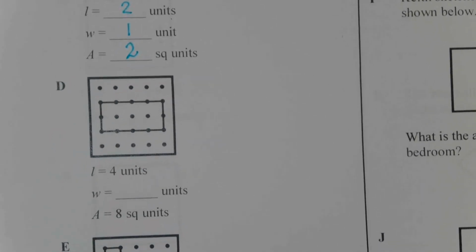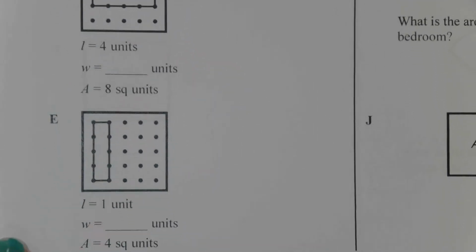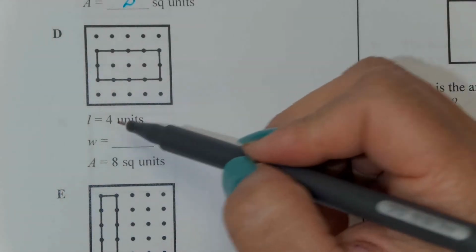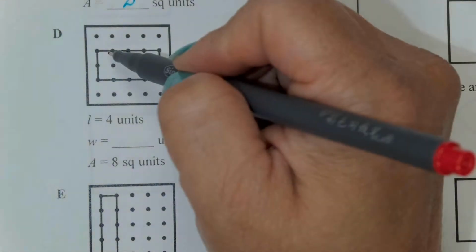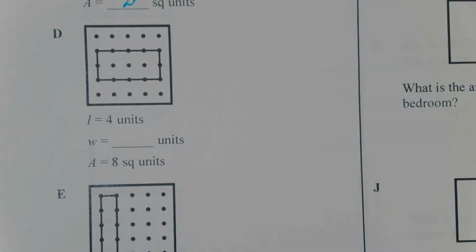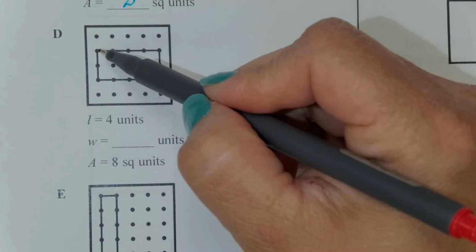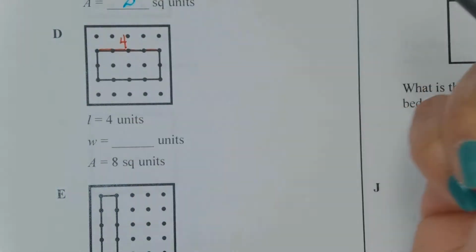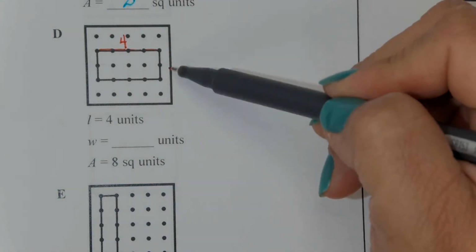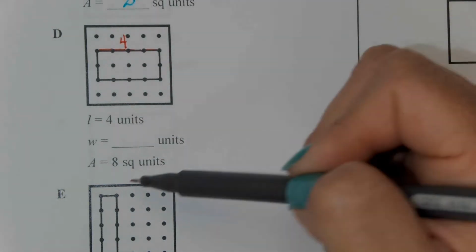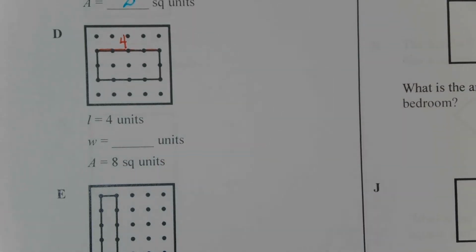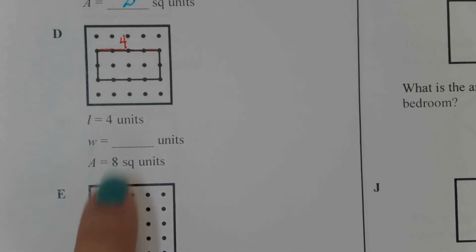Okay, so on letter D, we already have some information given to us. So we know that the length is 4 units. So this is my length, and we know that it is 4 units. 1, 2, 3, 4. We don't know our width, but we know that my area is 8 square units. So we've been given the length, we've been given the area. We are being asked to find the width.